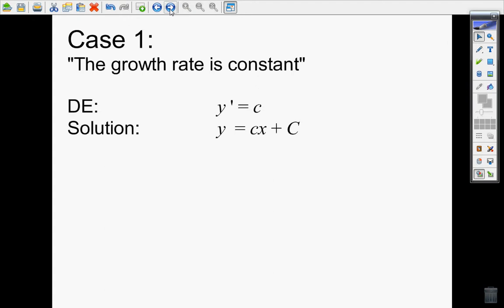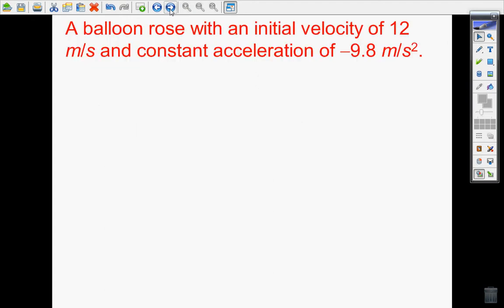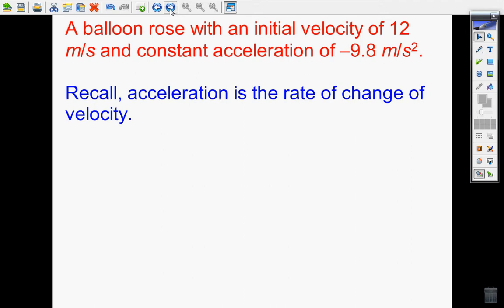Let us consider an example. A balloon rose with an initial velocity of 12 meters per second and constant acceleration of negative 9.8 meters per second squared. In this case, we are told that we have constant acceleration. Therefore, our DE will involve acceleration. It is important to note that acceleration is the rate of change of the velocity. Therefore, A is equal to V prime.